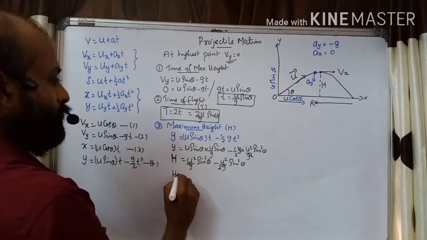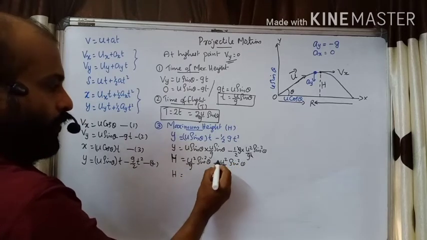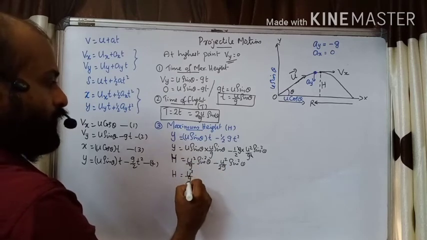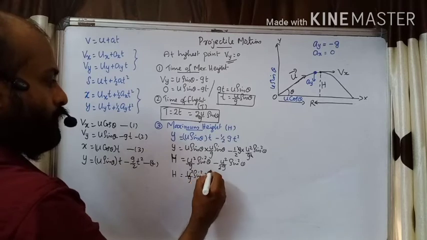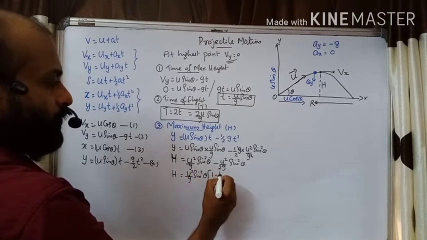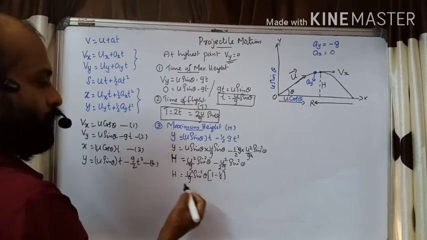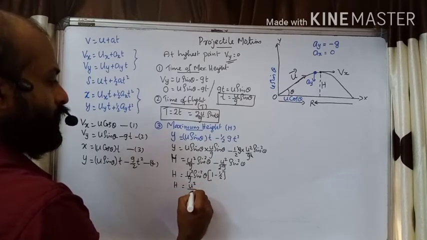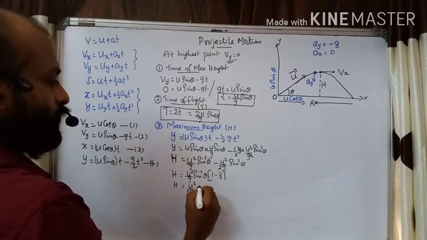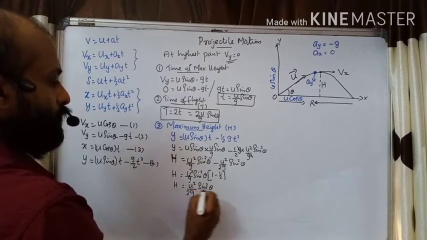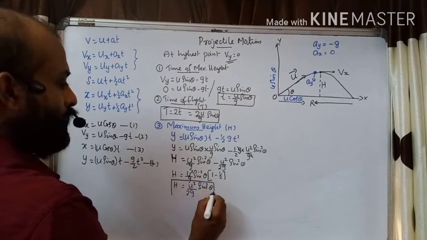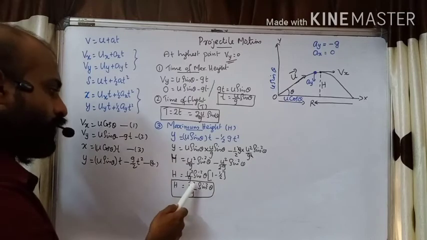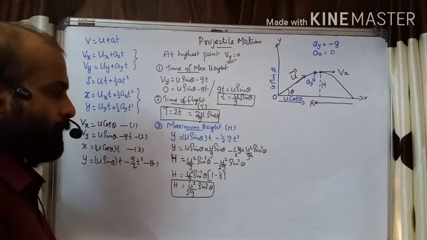So what is h? Both terms are identical, only here we have an extra 1 by 2. So u square by g sin square theta is taken common. Here we have 1, here we have 1 by 2. 1 minus 1 by 2 is 1 by 2. So we get h is equal to u square by 2g sin square theta. This is the equation for maximum height. So maximum height h is equal to u square by 2g sin square theta.